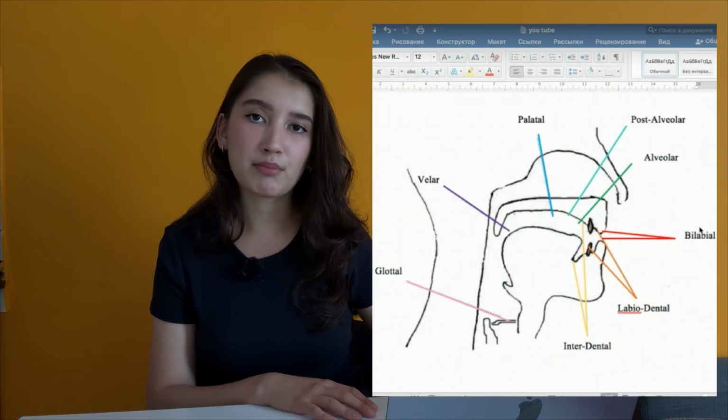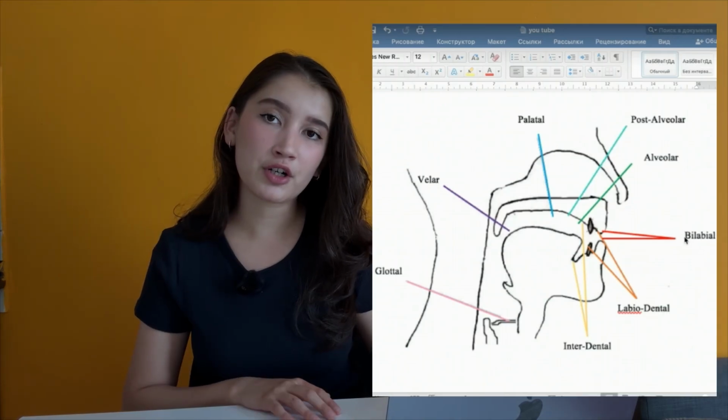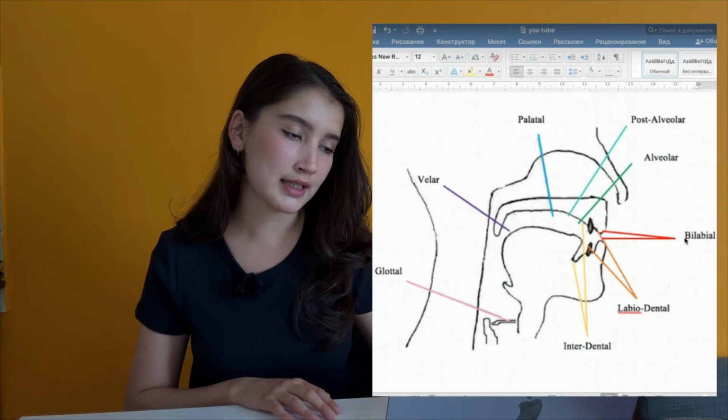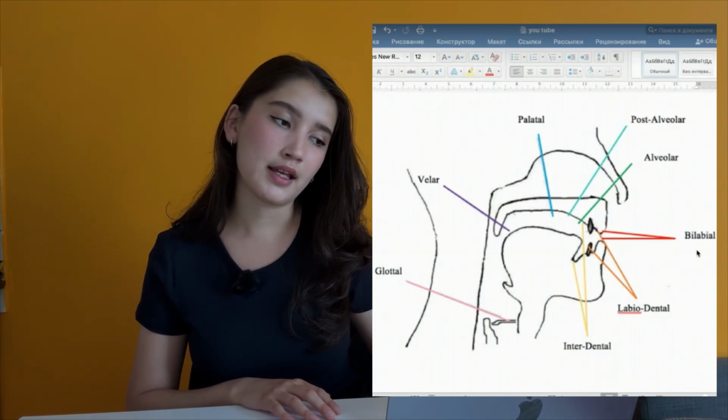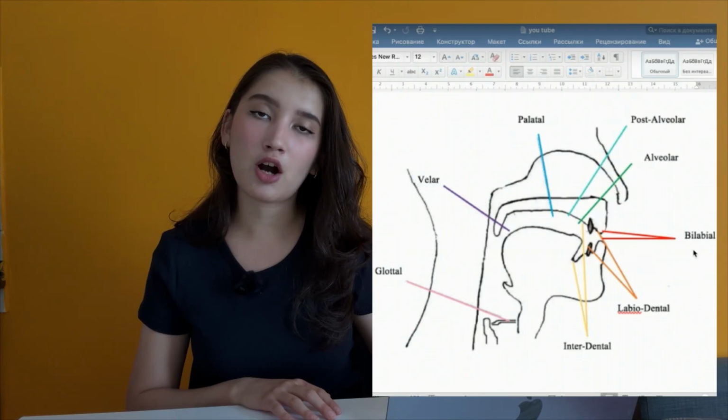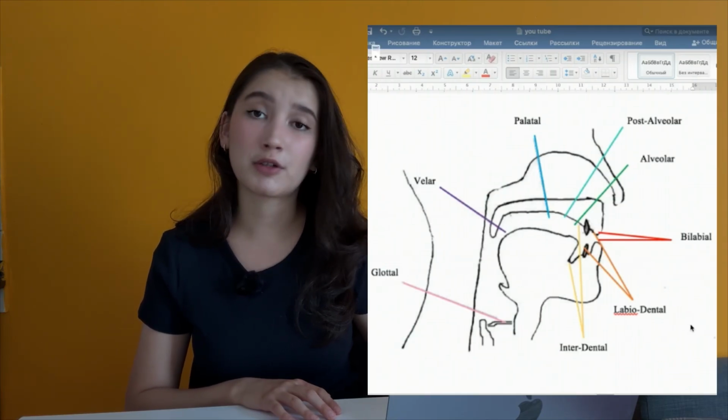The next one is the bilabial part. It's when both of your lips are trying to produce a sound. For example, the place of articulation of the sound B is bilabial, because you are using both of your lips when you are producing this sound.